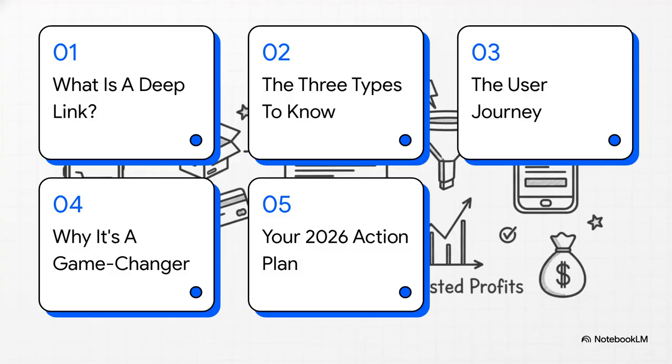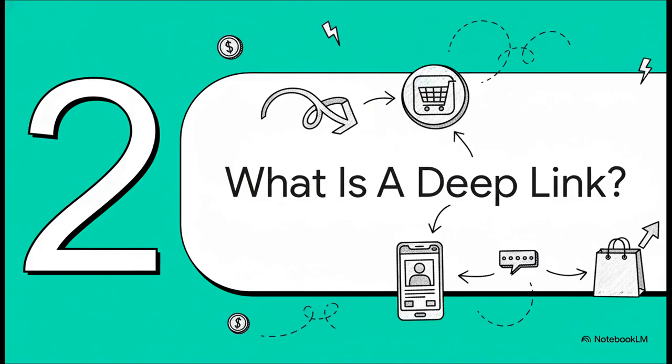So in this explainer, we're going to fix that. First, we'll define exactly what a deep link is, then we'll cover the three main types you absolutely have to know. After that, we'll walk through the user journey to show you how simple it is. Then we'll get to the good part, why this is a total game changer for your business. And finally, we'll lay out a simple action plan for 2026. All right, let's get right into it.